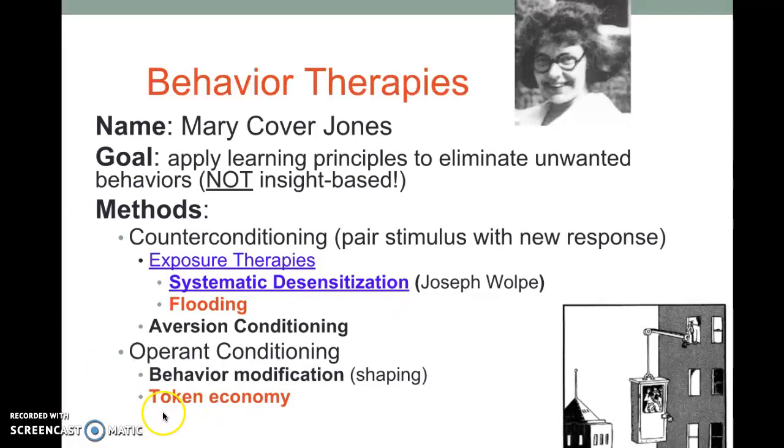Token economies are a much more systematic approach to that. They're typically used in institutional settings, so schools, mental hospitals, or maybe group homes. In token economies, people can literally get tokens like plastic chips, or they could get punch cards or star stickers or things like that, that they can then trade in for things that they want.